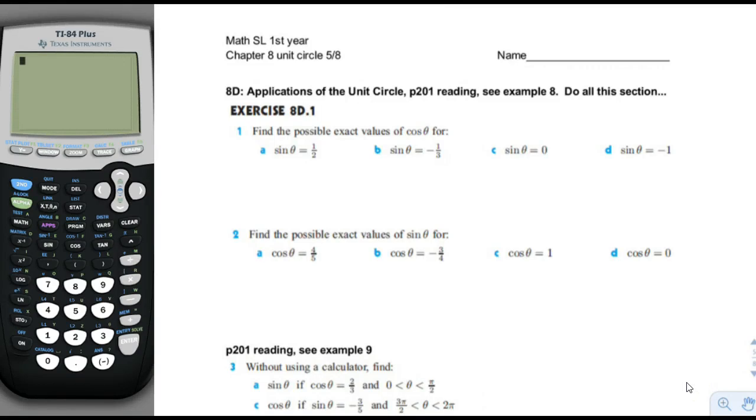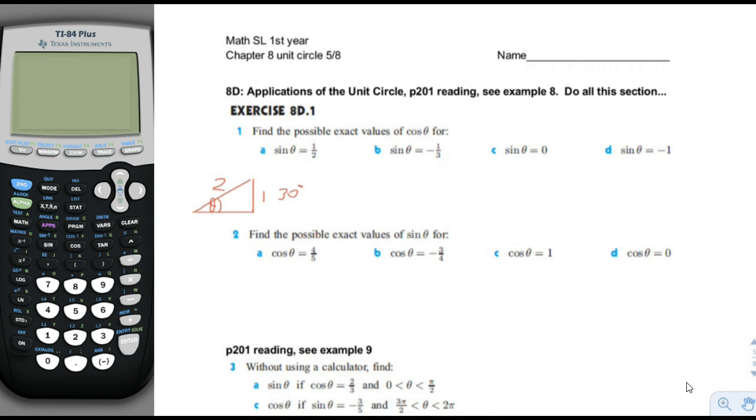Hello, here we are, page 5 and 6 of Unit Circle. Number one, find the possible exact values of cosine theta for theta satisfying these angles. So, for example, sine theta equals a half. That means the opposite over the hypotenuse is 1 over 2, which means that this theta is 30 degrees.